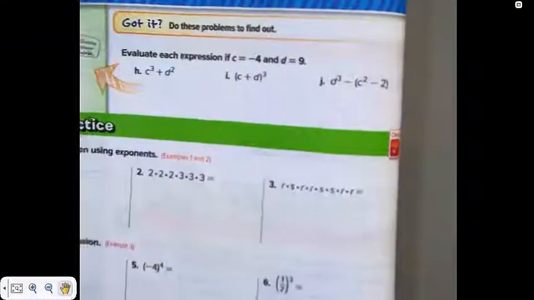All right. Go ahead and work on H, I, and J. See if you can't get an answer for them, and you'll probably see them again.